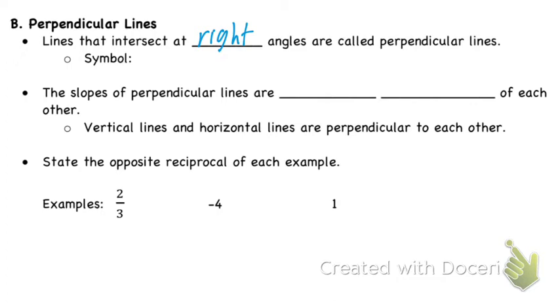It's a 90-degree angle. And they mirrored each other. It's pretty cool. Okay, we have a symbol for perpendicular as well.